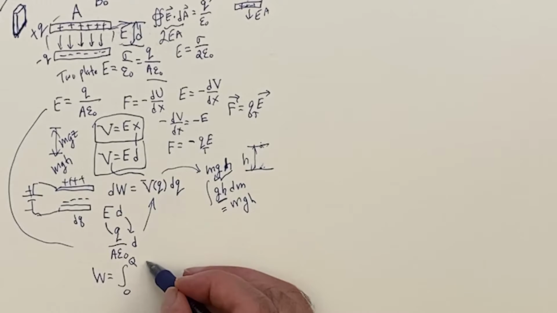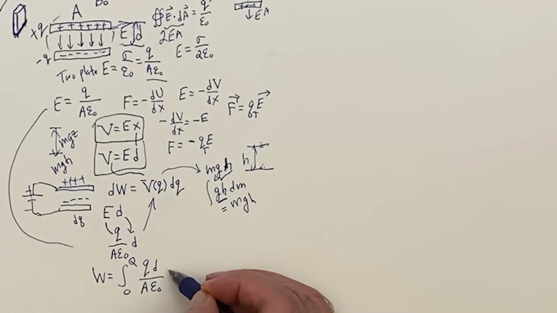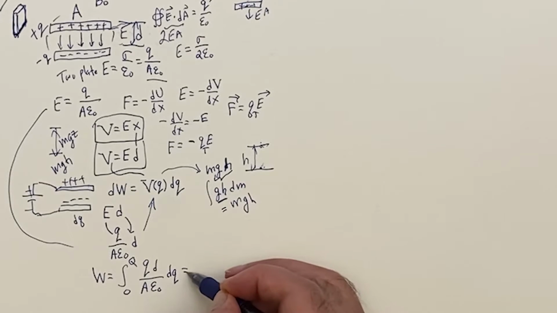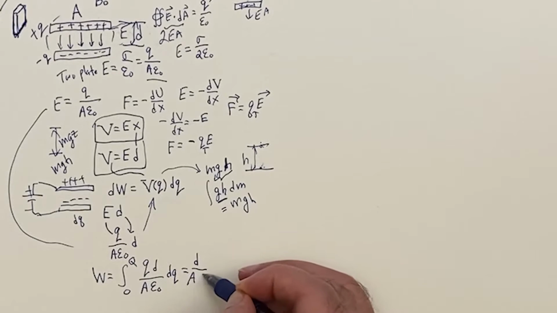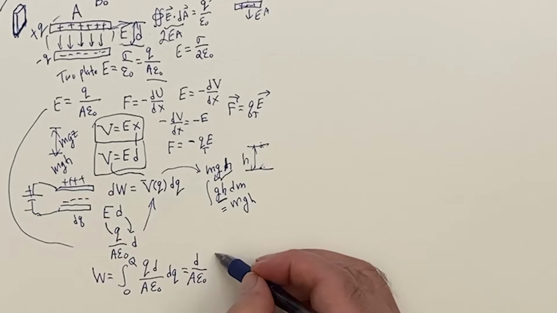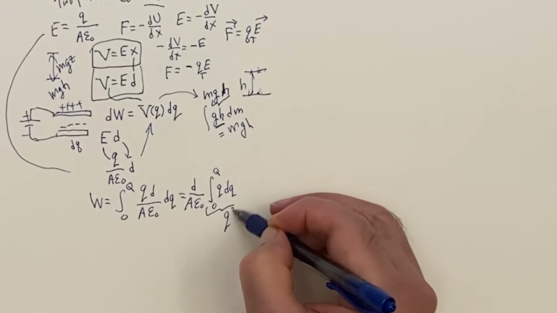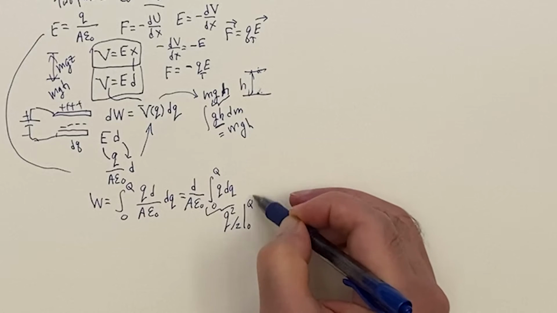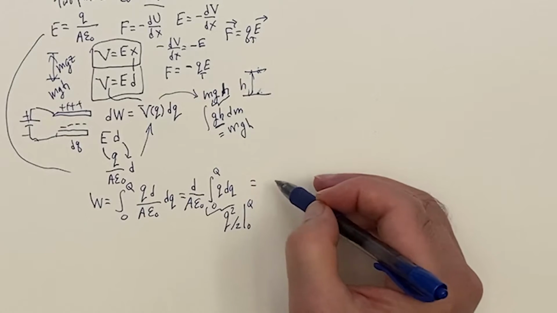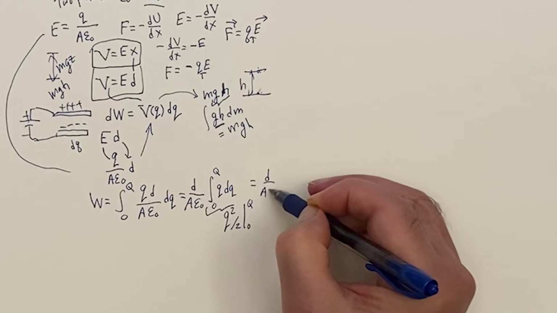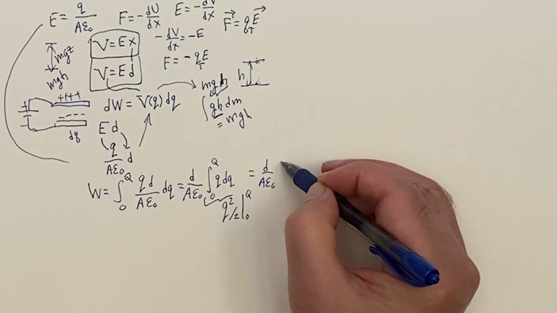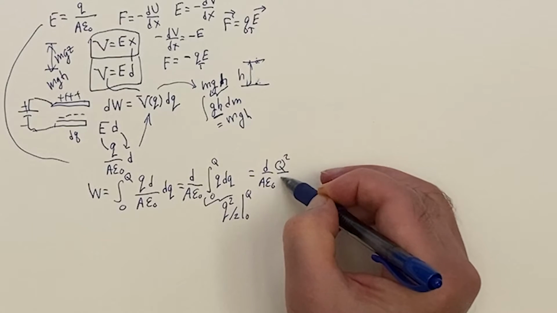And we didn't put all these things in here, the Q, the D, the A, epsilon naught, and dq. And a lot of constants come out: the distance between the plates, the area of the plate, the permittivity of free space. We go from 0 to big Q, and now we have the Q dq. So this is going to be Q squared over 2, and we go from 0 to big Q, so that's going to be D over A epsilon naught, and big Q squared over 2.